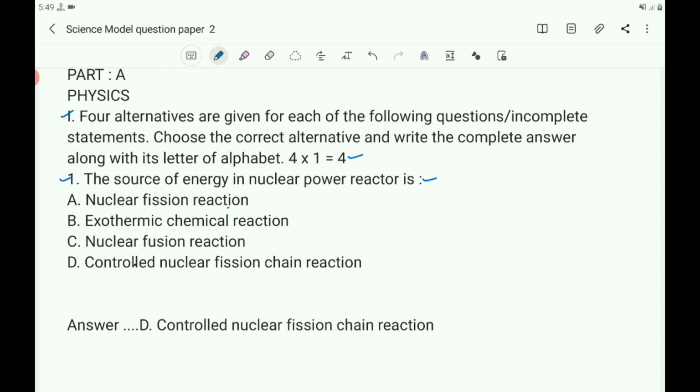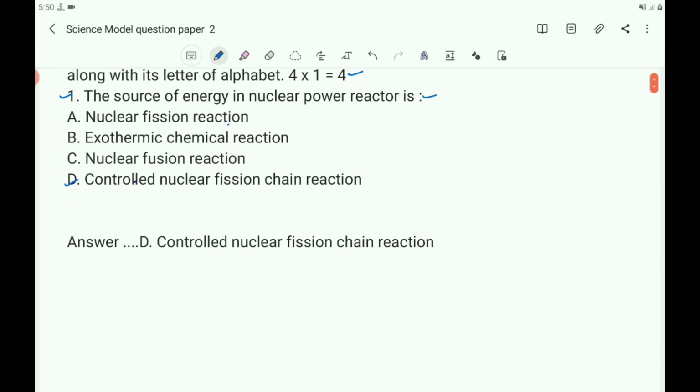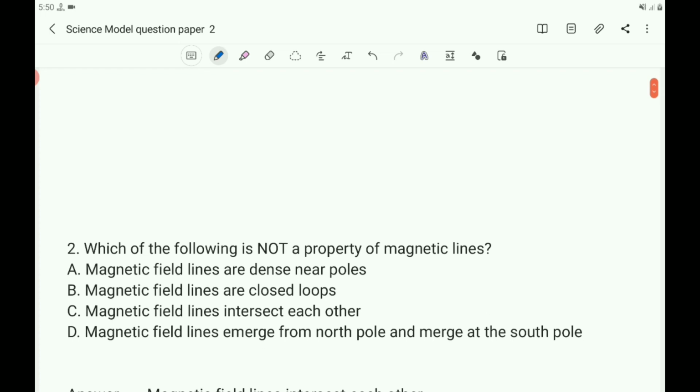Here option D is the answer. What is that? Controlled nuclear fission chain reaction. That is the nuclear fuel or source of energy in nuclear power reactor. Then the second question.